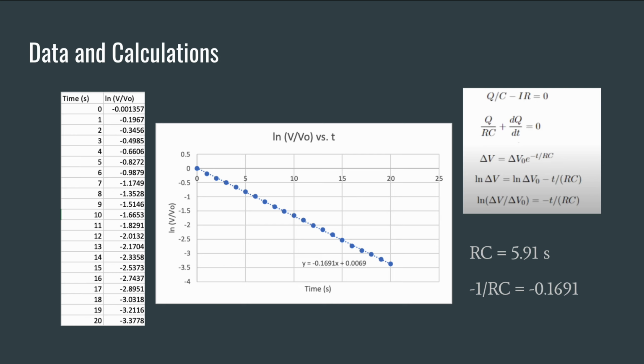So here are our major data and calculations using the trend line for the natural log versus time. We find that y is equal to negative 0.1691 x plus 0.0069, and then using the calculations on the right, we know that RC is equal to 5.91 seconds, as negative 1 divided by RC was equal to negative 0.1691.